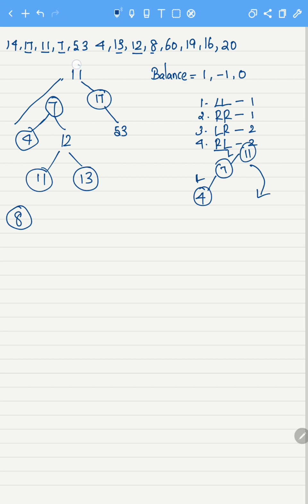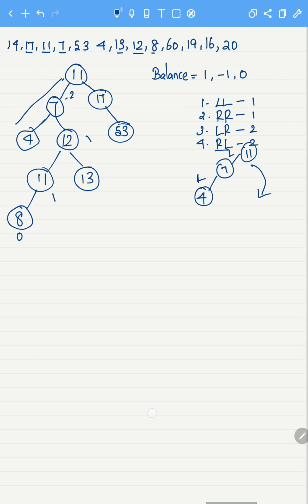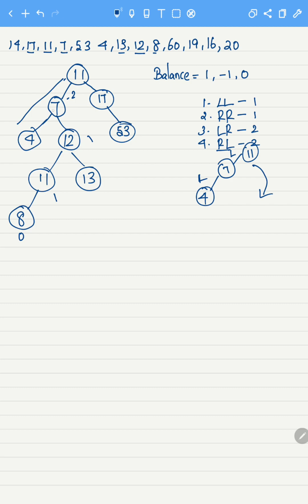Okay, so I'm going to calculate the balance factor of this tree. So here the balance factor will be 0, and this one will be 1, this one will be 2 minus 1, 1, and the balance factor of 7 will be 1 minus 3, so it will be minus 2. Okay, it will be minus 2.